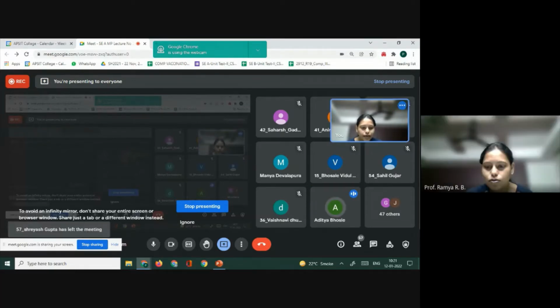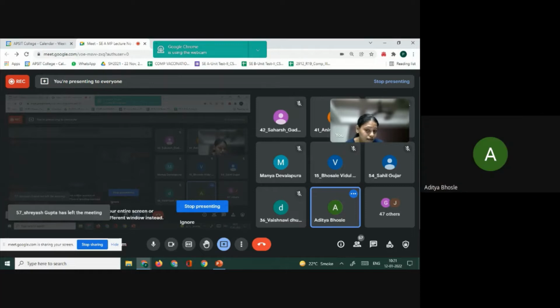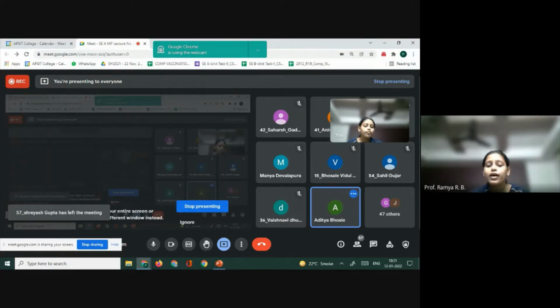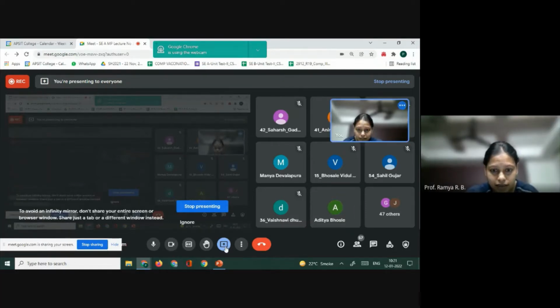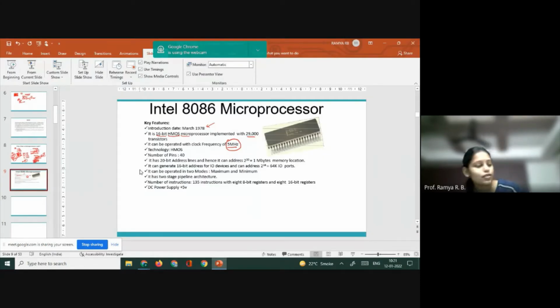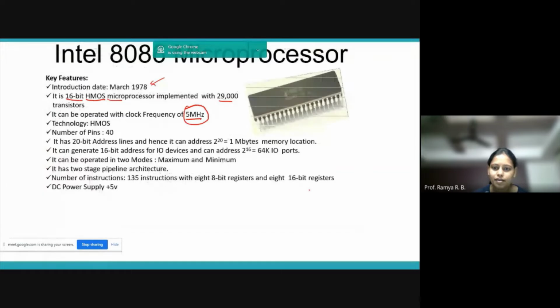Aditya says 5 zeros and 5 Fs. Okay, 5 zeros and 5 Fs. Do you all know how Aditya gave this answer? Aditya is saying the range of memory address is from 00000 to FFFFFH.